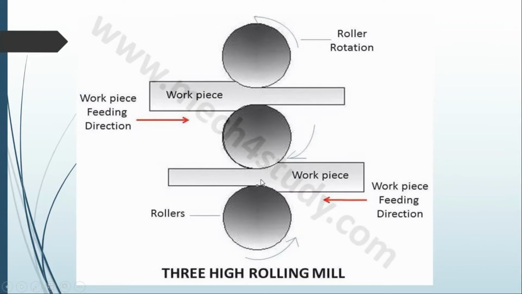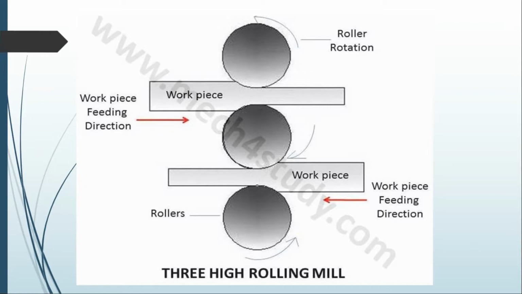Okay, and this is a 3 high rolling mill, that is, we are using 3 rollers. So first, initially the workpiece is coming from this direction to here. Once the workpiece formation is over, again it will be placed over here, fed over here. Otherwise we can give another workpiece from this direction. So in a single attempt we will have 2 workpieces as output.